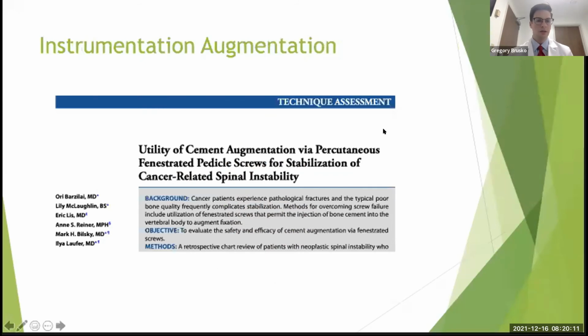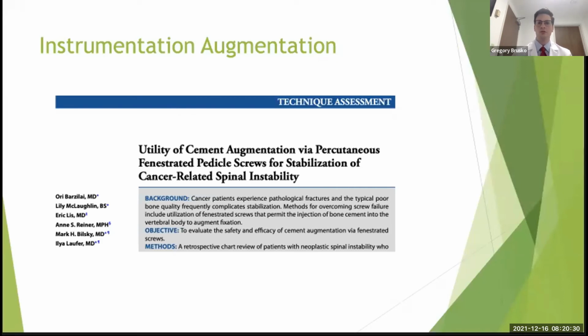And then there are different technologies that have been developed over the years, different treatment methodologies, including instrumentation, augmentation, such as cement augmentation via fenestrated pedicle screws. This has been shown to enhance the durability of instrumentation constructs.